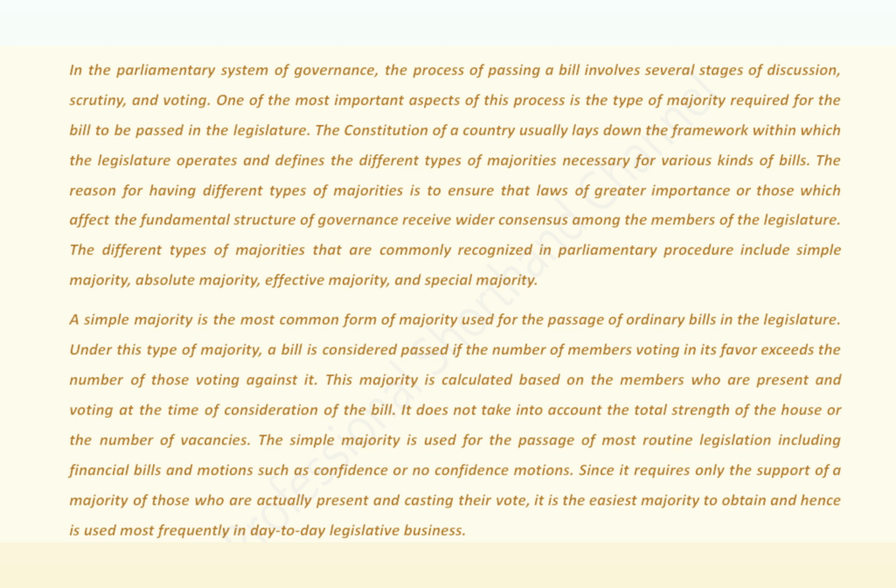A simple majority is the most common form of majority used for the passage of ordinary bills in the legislature. Under this type of majority, a bill is considered passed if the number of members voting in its favor exceeds the number of those voting against it. This majority is calculated based on the members who are present and voting at the time of consideration of the bill. It does not take into account the total strength of the House or the number of vacancies.